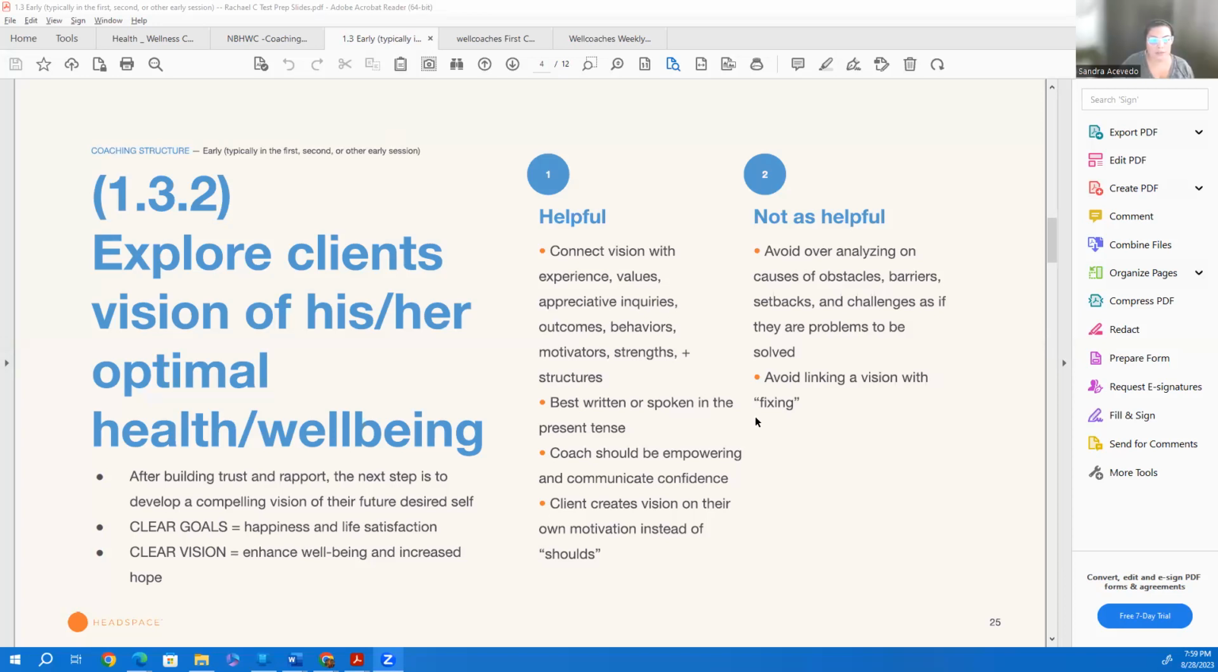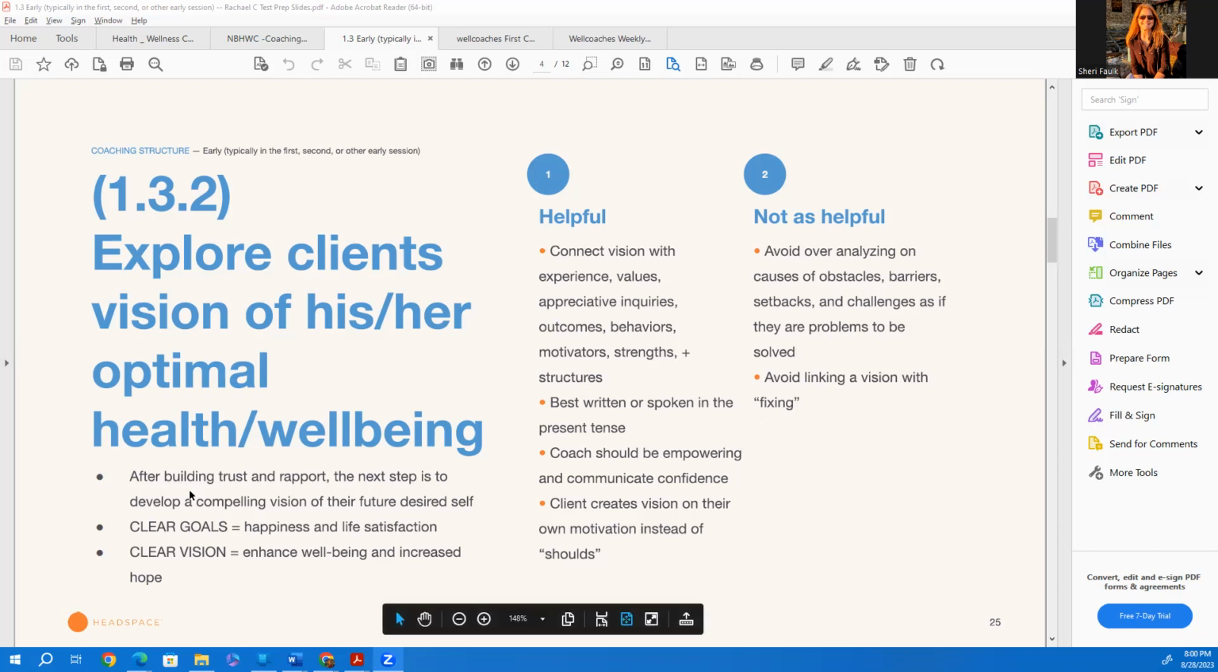Yes. Yep. 1.3.2, explore client's vision. So I actually had this up while Sandra was talking because I'm a little bit more visual, and she put a little bit more meat into this. The key takeaways that I saw here were, after building trust and rapport, developing the vision, your clear goals equal happiness and life satisfaction. Your clear vision is to enhance well-being and increase hope.